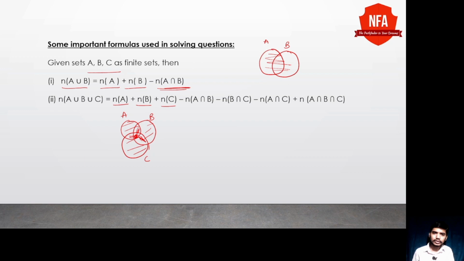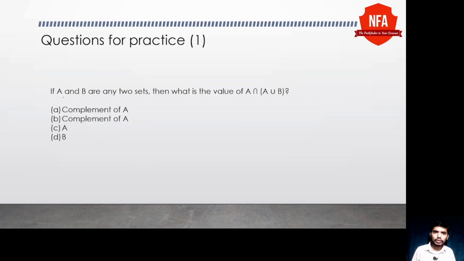Now let's do some questions which were asked previously in the exam. 2 we will do in the class and 2 will be homework. Do comment your answers. Now let's do question number 1, which says if A and B are any two sets, then what is the value of A intersection (A union B)? We know what A union B is. This is A, this is B, and this complete region will be A union B. And A intersection (A union B) will be the region common to A and A union B, which is only this region, which is A only. So the answer will be A only.